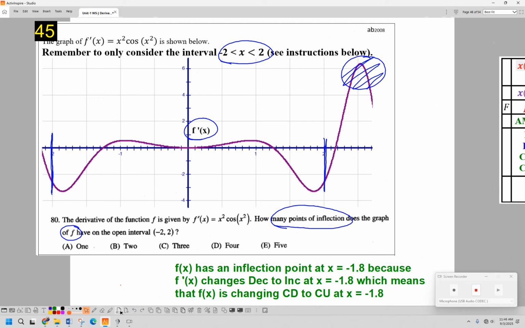Raise your hand if you know the answer to 45. How many points of inflection will the graph of f have? There we go. Let's go, Seth. E. So if I count them, here's when f prime changes from decrease to increase, f prime changes from increase to decrease, f prime changes from decrease to increase, f prime changes from increase to decrease. Another way to say it is wherever f prime has a relative extrema, that's where f will have a point of inflection. That's not stated on the chart, but that is accurate. I don't think I have that in the notes. So the correct answer is 5.